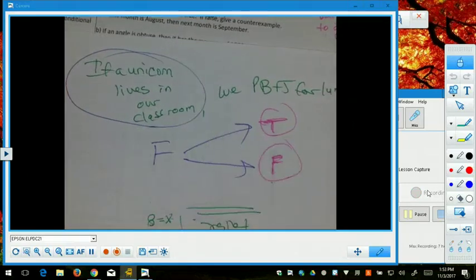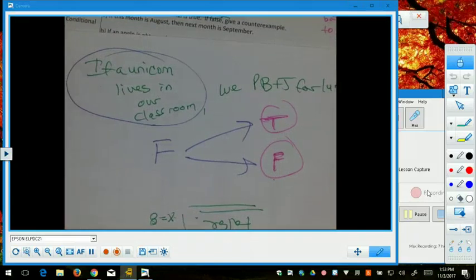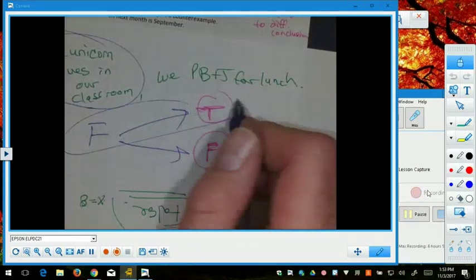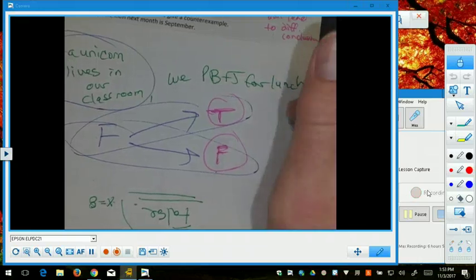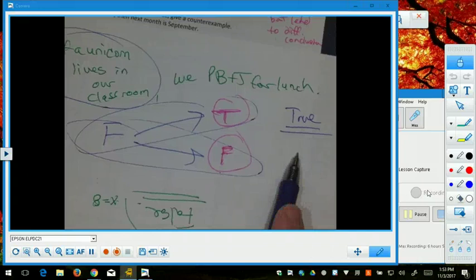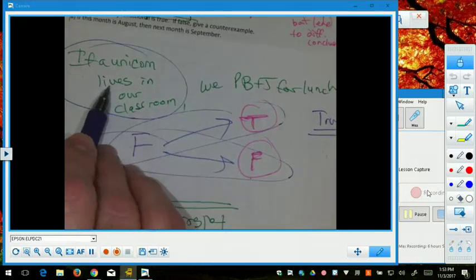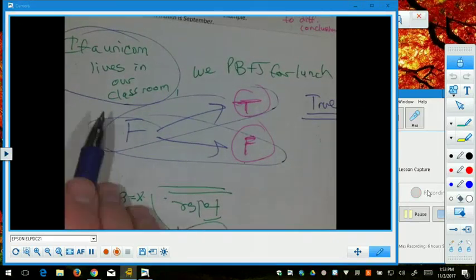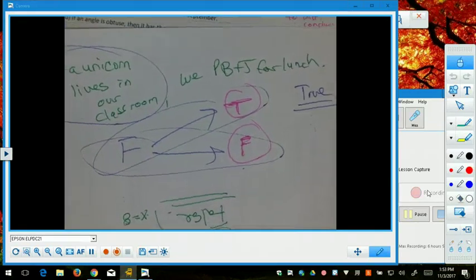So you can say, well, your conditional is invalid because your hypothesis is false. That's an accurate statement. But the conditional, if a unicorn lives in our classroom, then we eat peanut butter and jelly for lunch, we can't prove that conditional false other than to say, well, your premise is false, so that is a ridiculous conditional. But it would lead to a true statement. Because we don't know, maybe if we did live in a world where a unicorn lived in our classroom, maybe everybody would eat peanut butter and jelly for lunch. Probably not. But if that happened, then we could prove that it was false. We'd have a counterexample. So that's the part that's tricky.